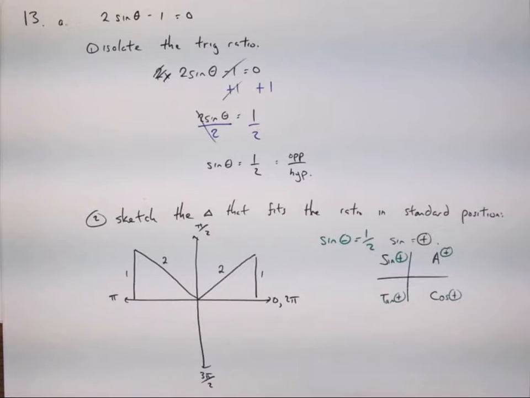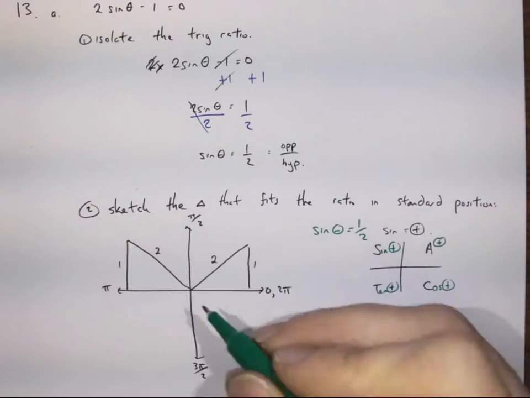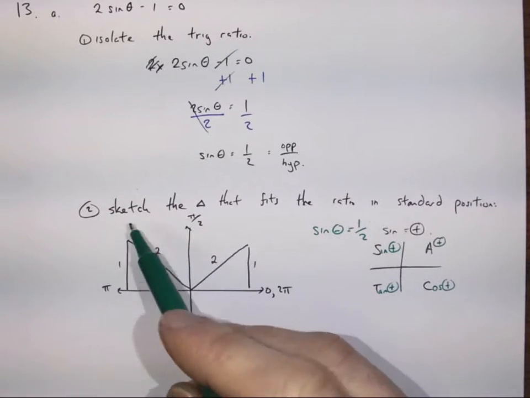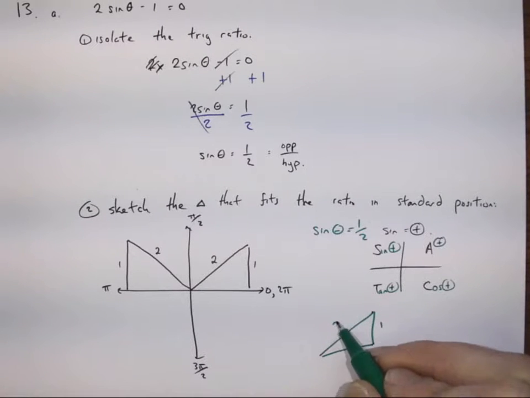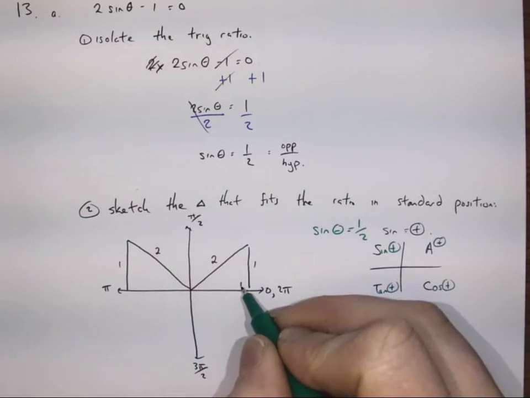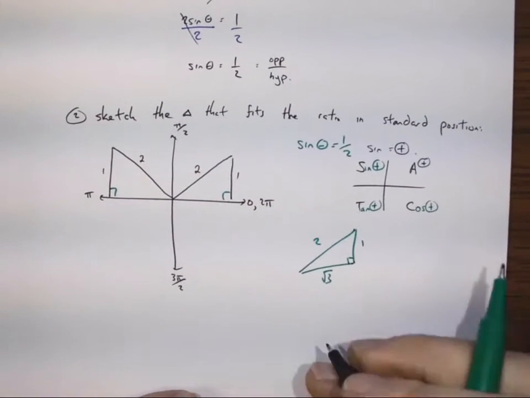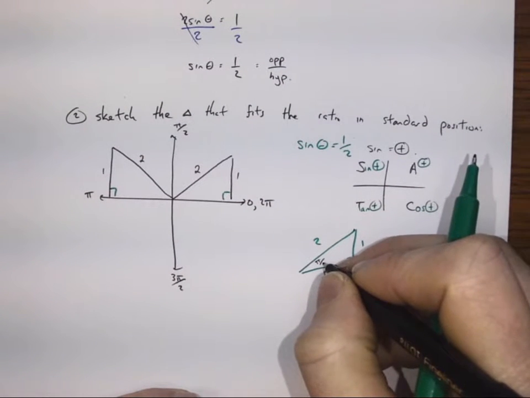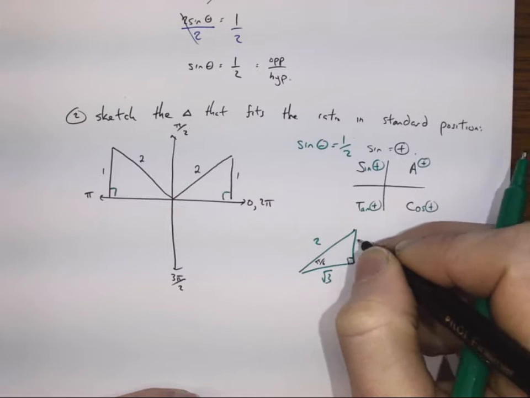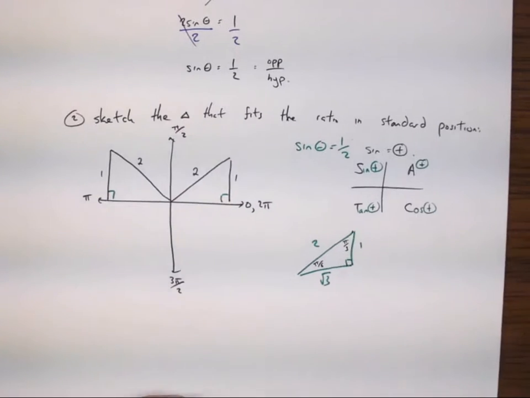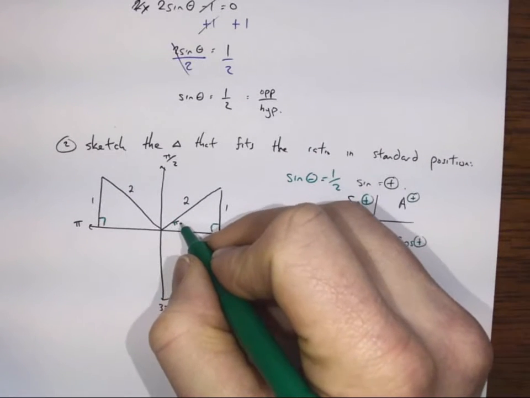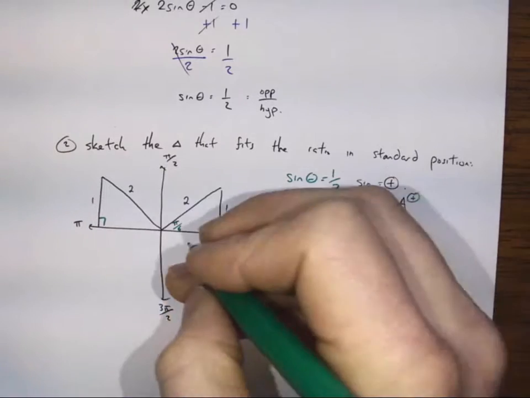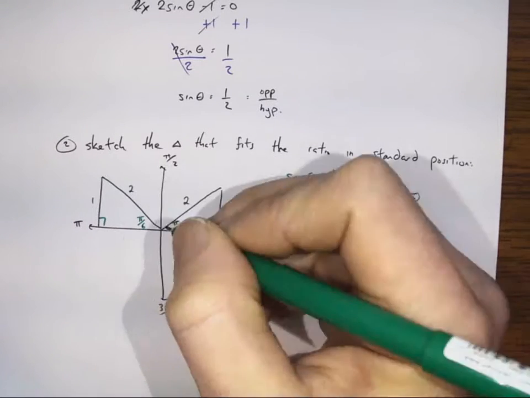Okay. Now, lastly, we want to see if we can fit a special triangle to this. And it turns out we can. This is congruent to the special triangle 1, 2, root 3. We have a right angle here. And if we fill in these angles here, we get pi over 6 and pi over 3. Okay. So that means that the angle opposite 1 is pi over 6. And this reference angle here is also pi over 6.